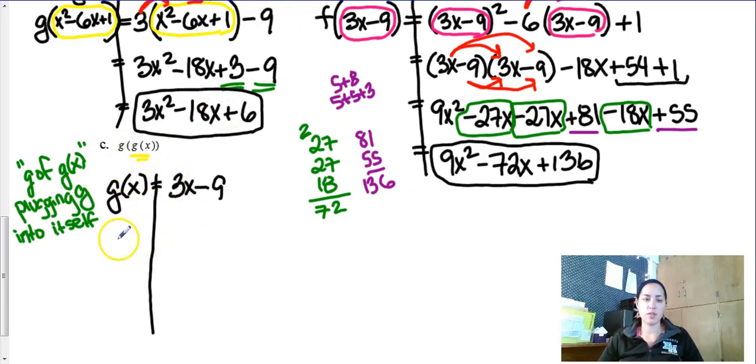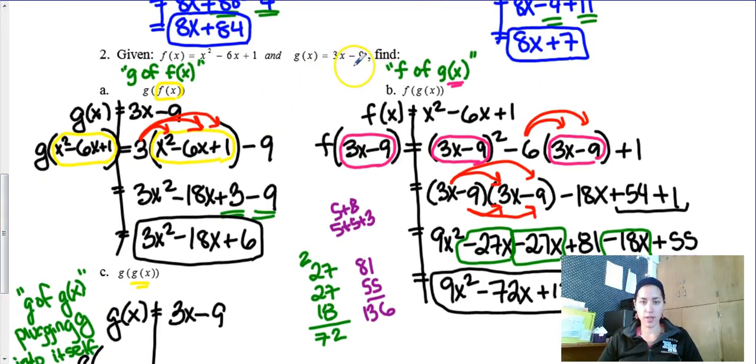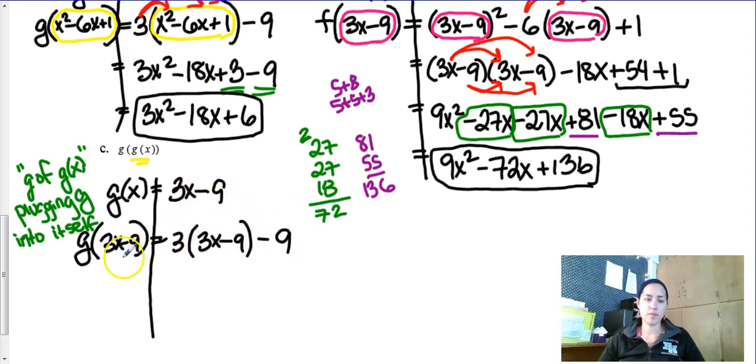So this becomes G of, what's G? G is 3x minus 9. So that's what's getting plugged in. So wherever we see x, that's what we're going to plug in. And then minus 9 is still over here. So check it out. 3x minus 9 was the input. Wherever we saw x, that's what we plugged in.